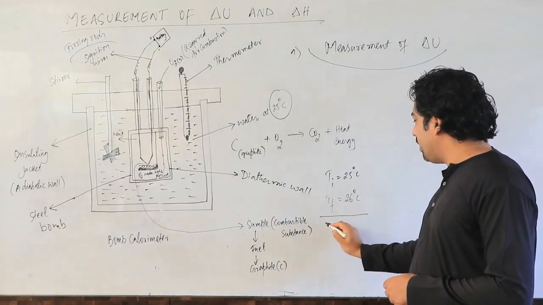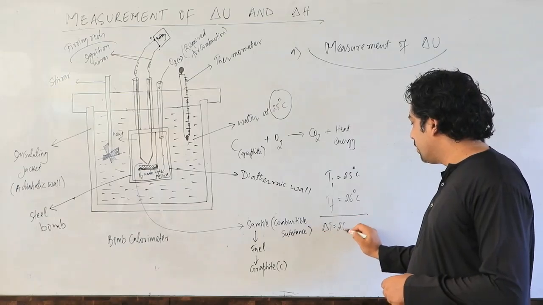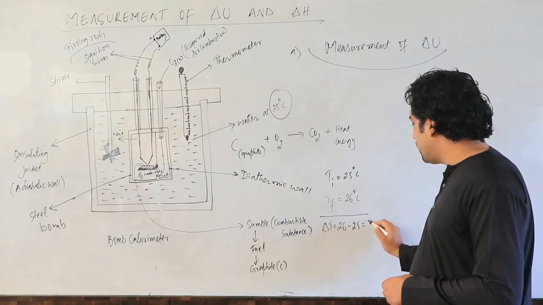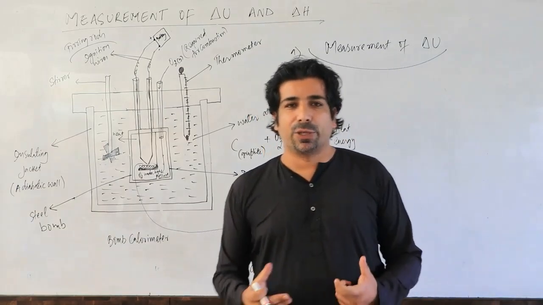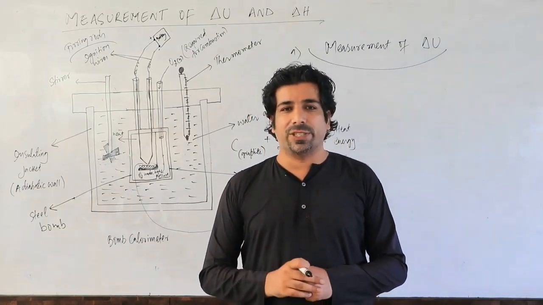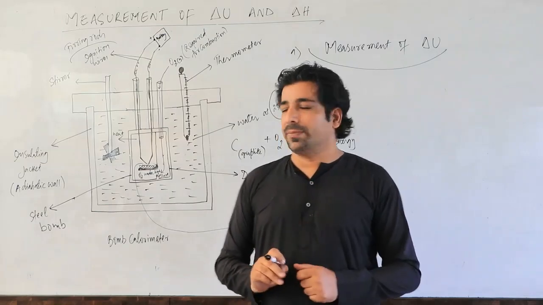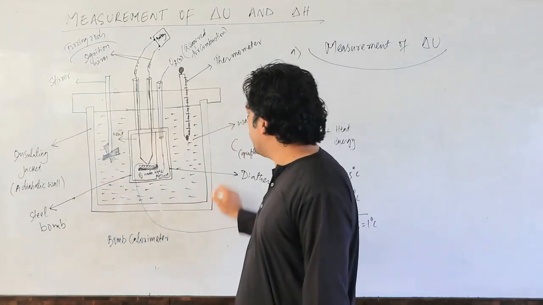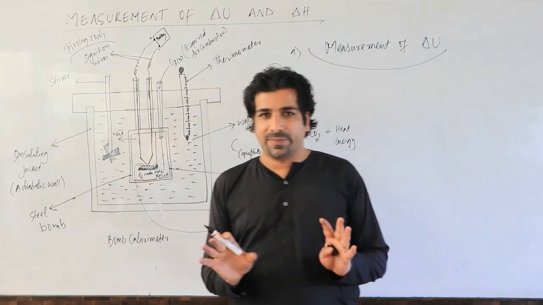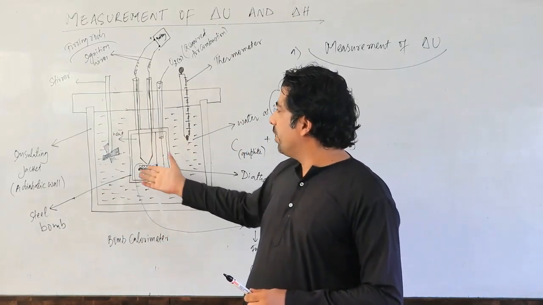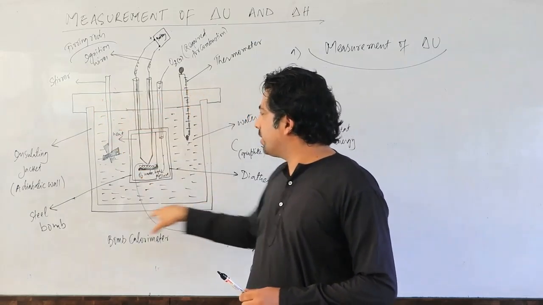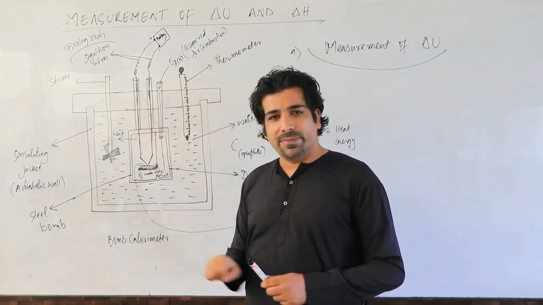Now what is the change in temperature, my dear friends? 26 minus 25, how much is that? 1. So by 1 degree Celsius the temperature of the water has changed. Now what is my point? This entire system is basically fixed. There is no chance of work here. Work cannot be done because it's a completely rigid, fixed system, my dear friends.